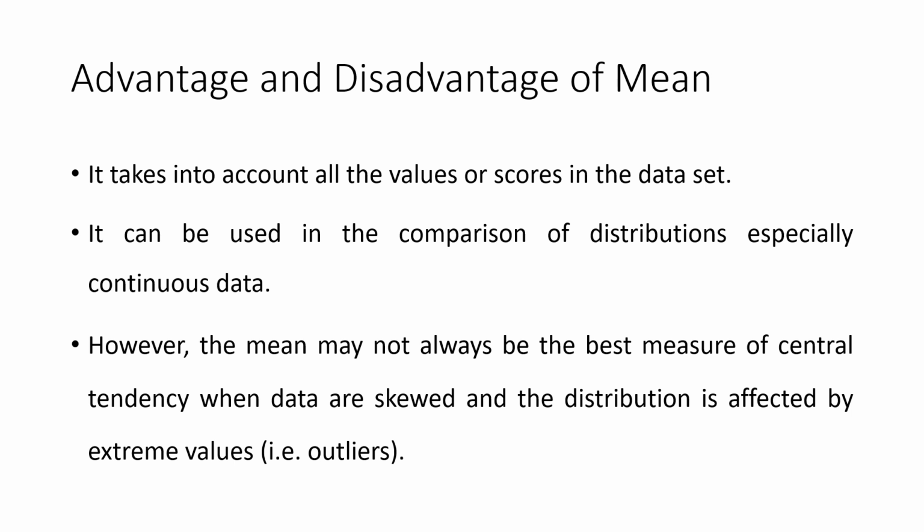However, the mean may not always be the best measure of central tendency when data are skewed and the distribution is affected by extreme scores. So when we have extreme scores or outliers in a distribution, usually it affects the value of the mean. What an outlier does is to pull the value towards itself. So if we have a value that is so small when compared to others, the mean we're going to have as a result will move away from the others and become a bit smaller.